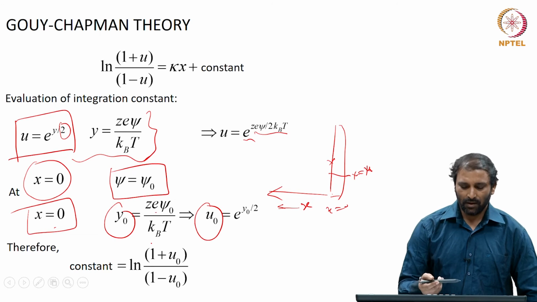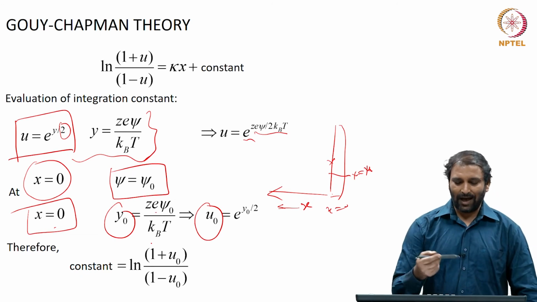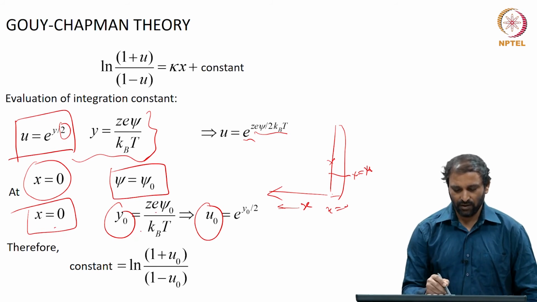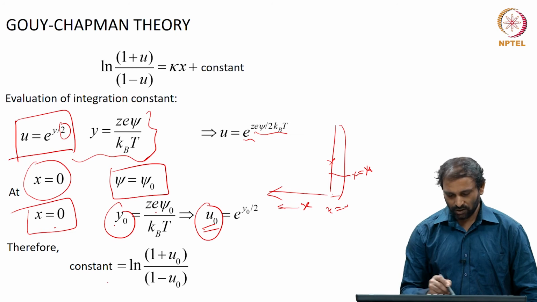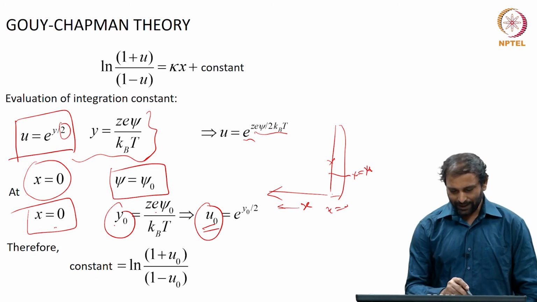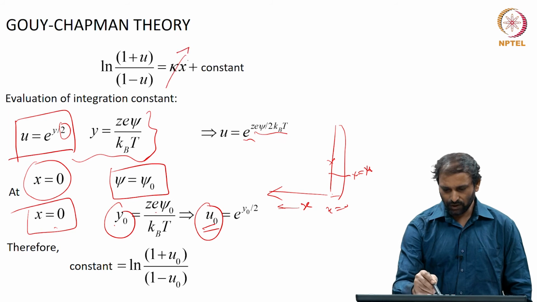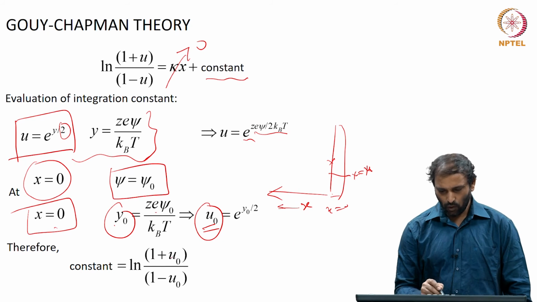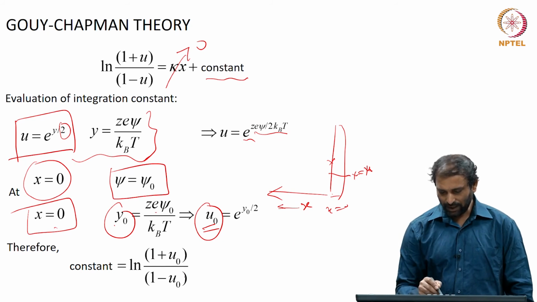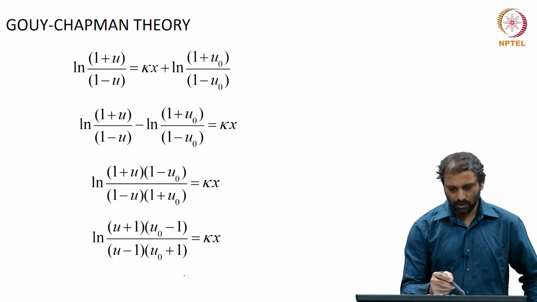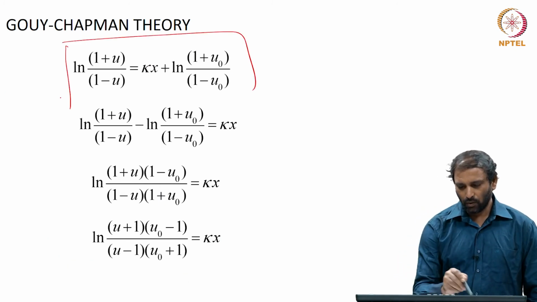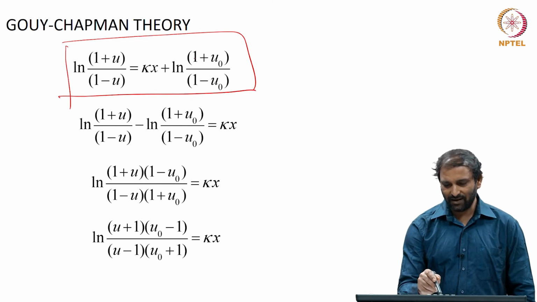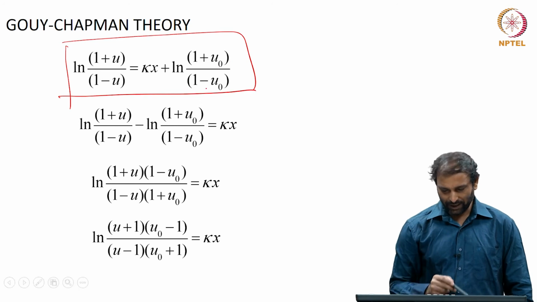So, we are essentially re-evaluating all the initial conditions and the boundary conditions in terms of y naught and u naught. Therefore, if I substitute for x is equal to 0, this term goes away, and what I end up with is the constant is equal to ln of (1 plus u naught) divided by (1 minus u naught). Okay. So, therefore, we end up with ln of (1 plus u) divided by (1 minus u) is equal to kappa x plus ln of (1 plus u naught) divided by (1 minus u naught).